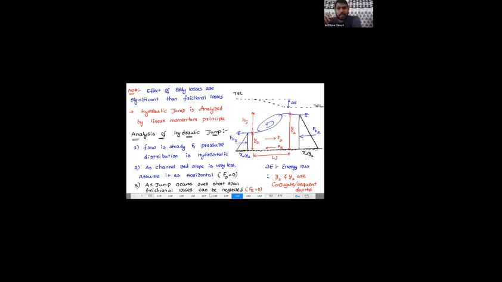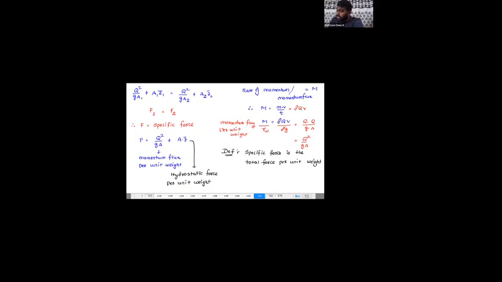The common assumptions in the hydraulic jump, as in the specific energy, are that the channel bottom is horizontal and the channel bed slope is very small, and that the channel is frictionless. Here also I'm taking the same thing. So at the end, what I got to know is this is nothing but the specific force.